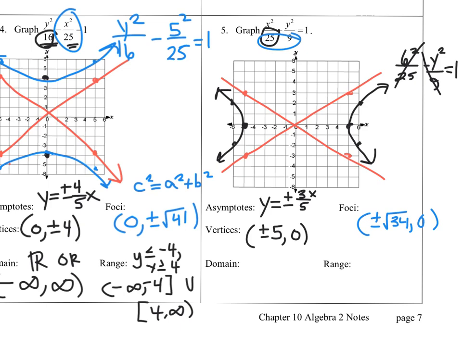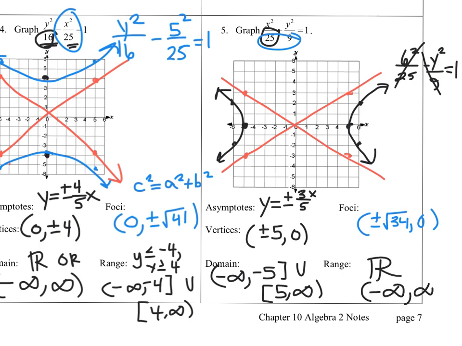Your domain is not going infinitely side to side. There's nothing in between negative 5 and 5. So your domain is going to be from negative infinity to negative 5, including that negative 5, in union with 5 to infinity. Or you can also write it as x is less than or equal to negative 5, and then x is greater than or equal to 5. But your range, it's going up and down infinitely, so your range is going to be all real numbers. Or negative infinity to infinity.